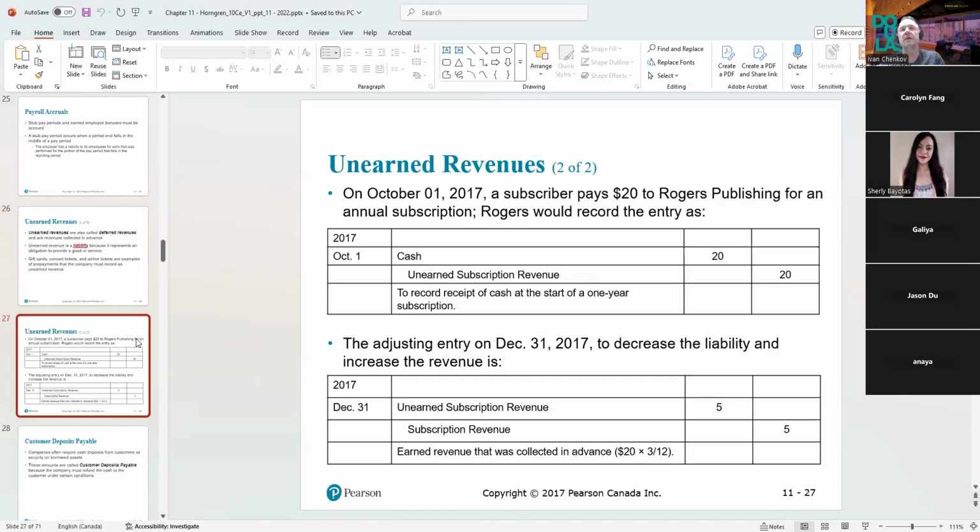Under the revenue, again, a subscriber pays $20 to Rogers for a subscription. What will be the journal entry for Rogers? They're going to get the cash, but since they haven't delivered the services yet, that will be unearned subscription revenue. When the subscription starts, they're going to start recognizing the revenue slowly over the period of time.